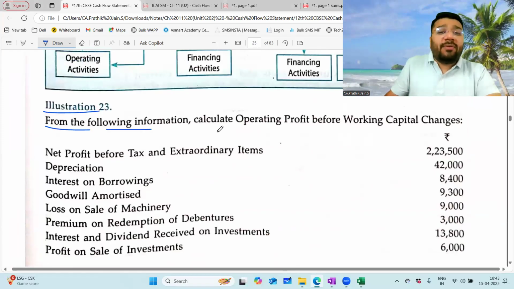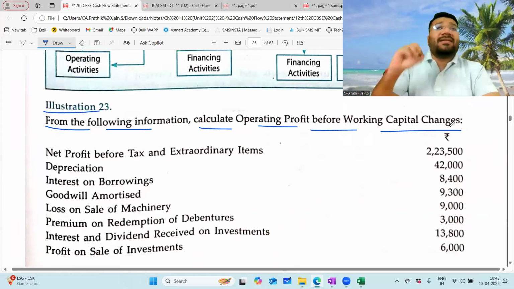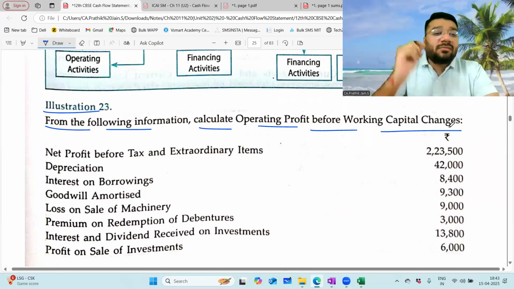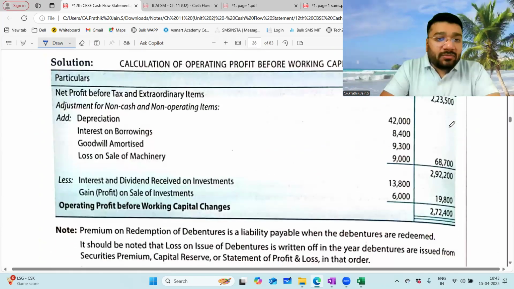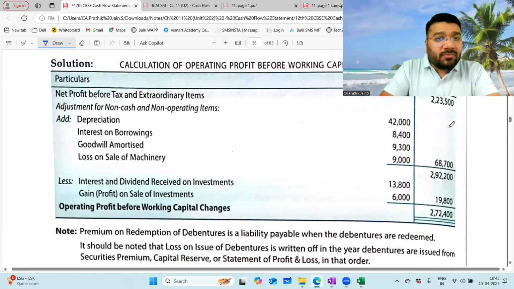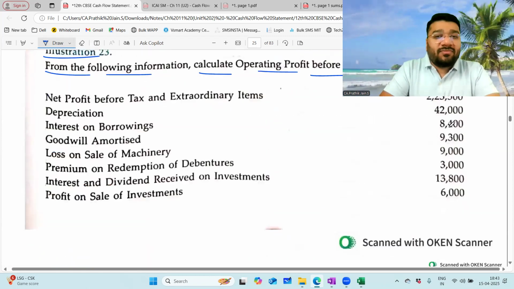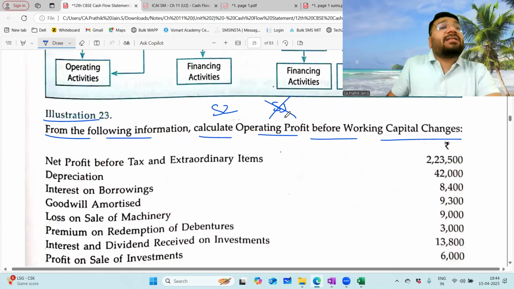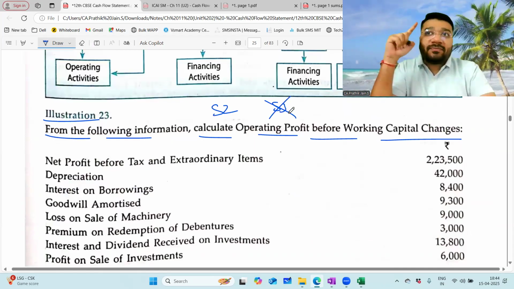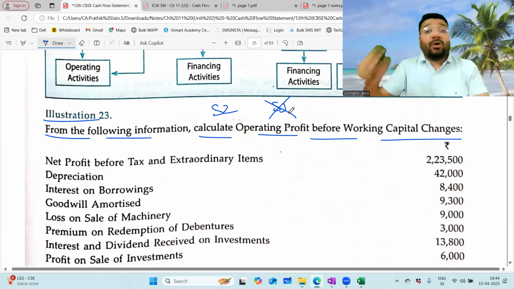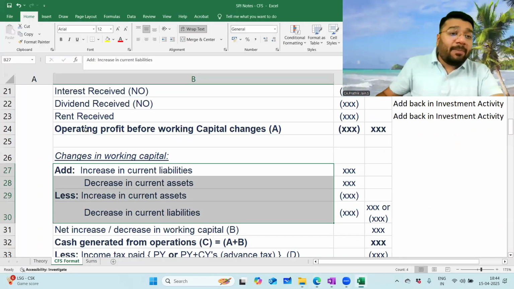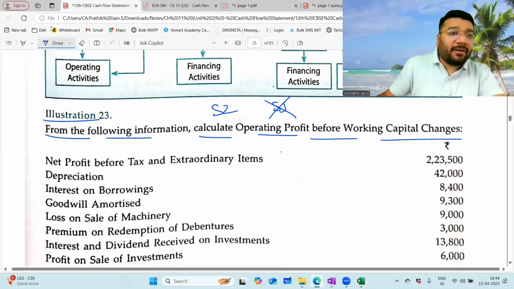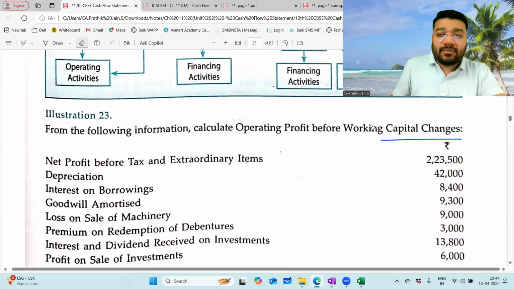Illustration 23. From the following information, calculate operating profit before working capital changes. Actually, you have to do adjustment for segment 2 and segment 3, but segment 3 adjustment is not there here. So segment 3 adjustment is 0. After segment 2 and segment 3 you get operating profit before working capital changes. No, before that. Sorry, before that only. So segment 2 adjustment only.